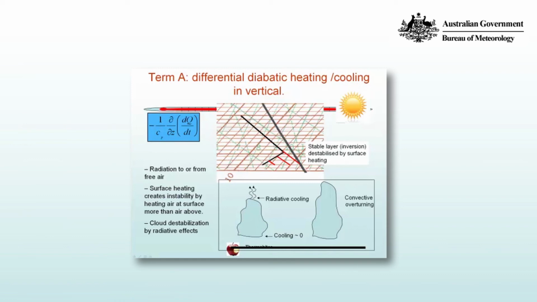So again, d by dz of dq dt is negative, which means over time the lapse rate is increasing, or the temperature at the top is decreasing with respect to the bottom of the cloud. And so you're destabilizing the cloud layer and leading to convective overturning and an increased depth of the cloud. So there's two examples of how term A works.